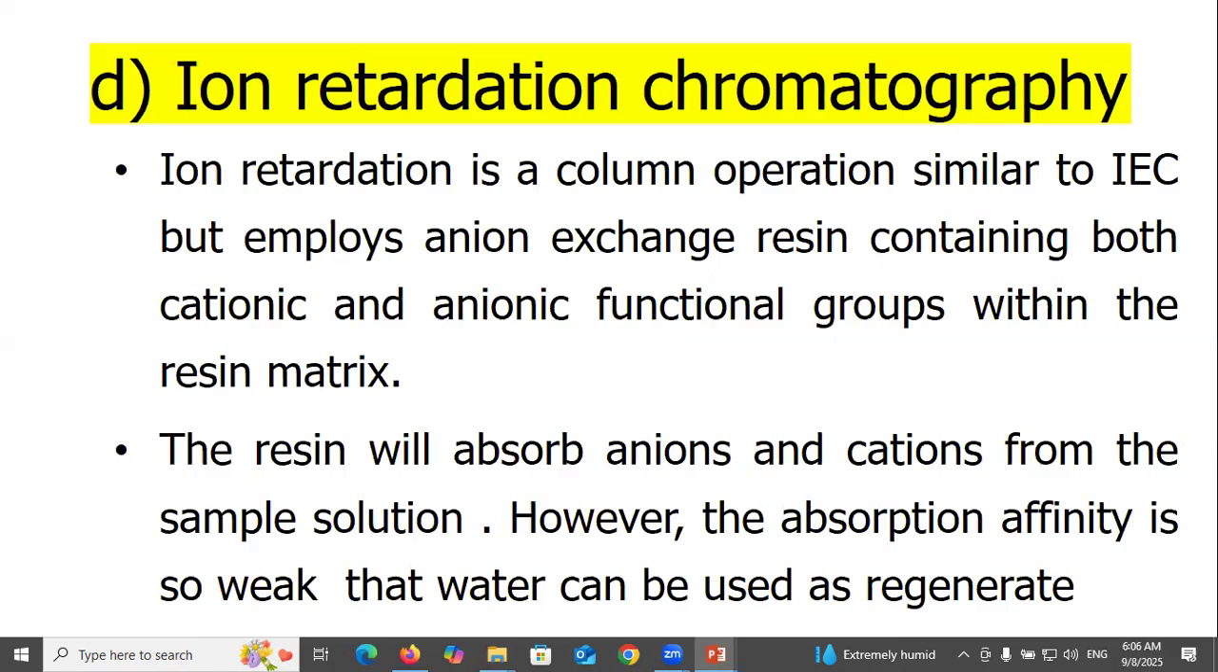Ion retardation chromatography. Ion retardation is a column operation similar to ion exchange chromatography, but employs an anion exchange resin containing both cationic and anionic functional groups within the resin matrix. The resin will absorb anions and cations from the sample solution. However, the absorption affinity is so weak that water can be used as regenerant.